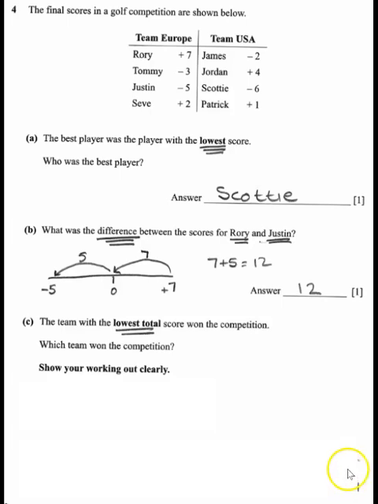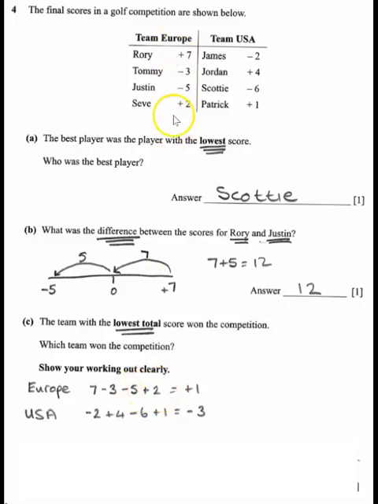So the next question, it says the team with the lowest total score won the competition. Which team won the competition? Show your working out clearly. So the first thing to do is we would get the Europe's total score and USA's total score. So all we're doing is 7 take away 3 take away 5 plus 2. So it's basically just adding all these numbers up.